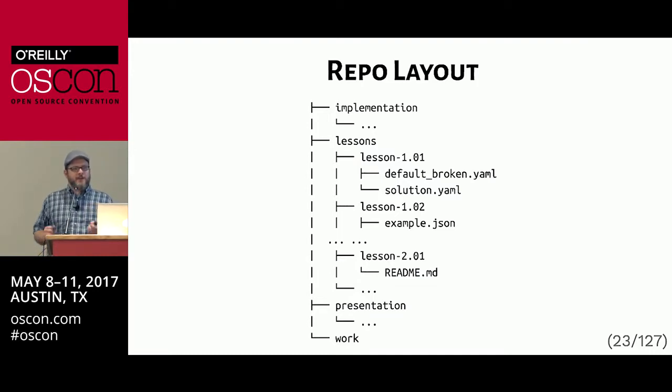The repository that you should have a clone of by now is laid out like this. So there's the implementation directory. This is where the part 2 actual server is going to live. That's where you're going to be doing most of your work in part 2. But you can ignore that for part 1. The lessons has subdirectories for each one of the lessons we're going to go over. And each one of those have some examples that you can use to base your work on.